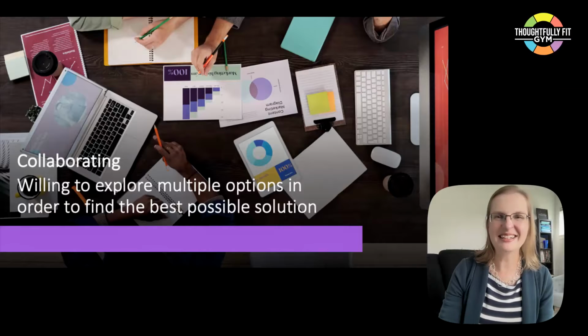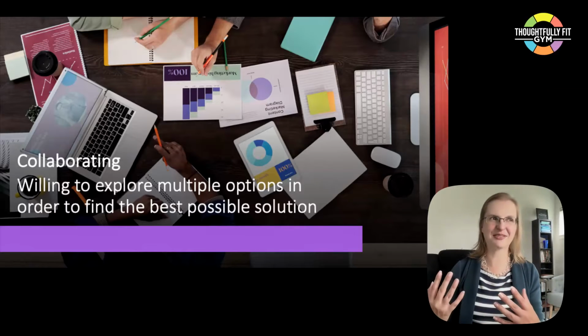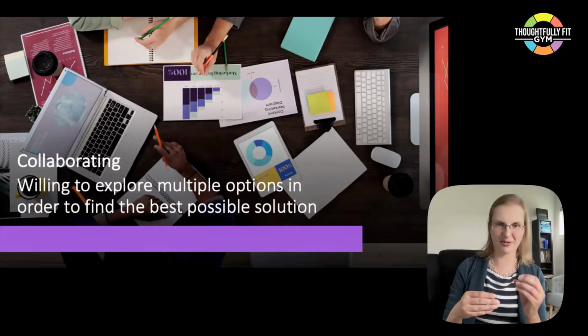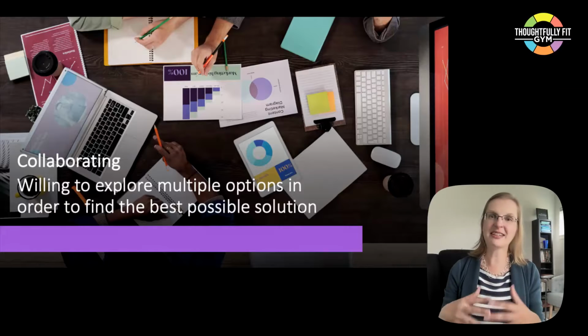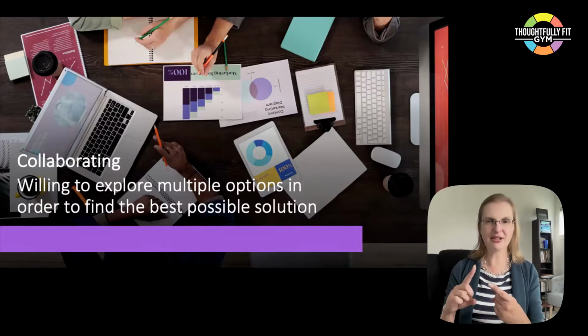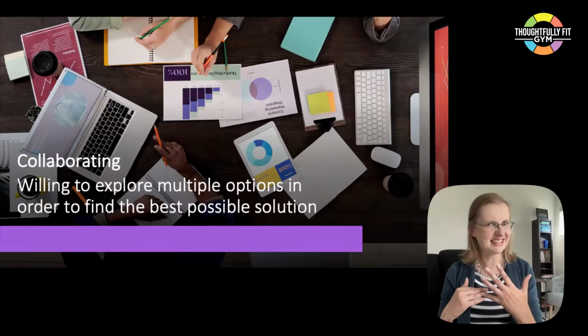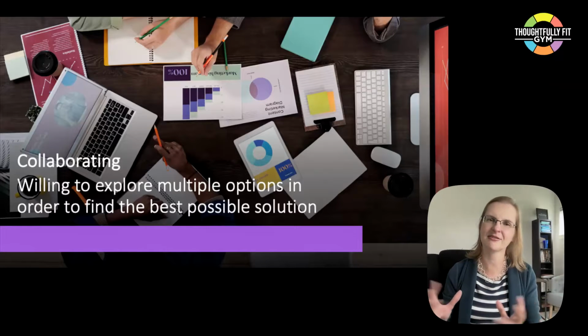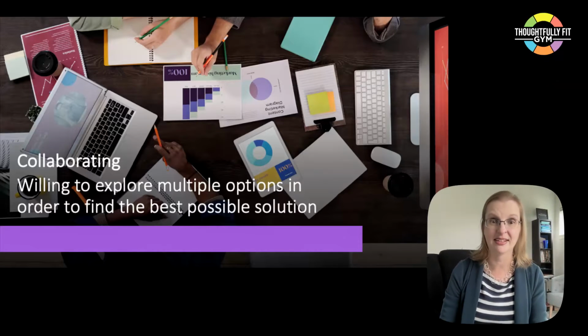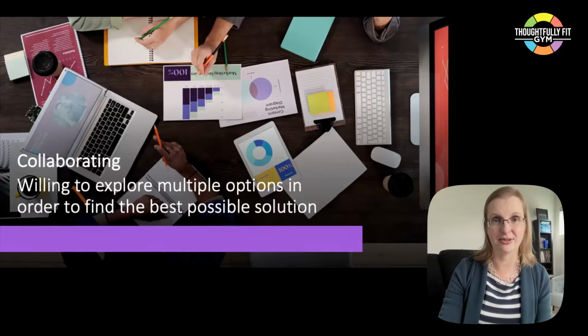The next one then is collaborating. So if competing looked at option A and option B, when you take the collaborating approach, you're not only looking at option A and B, but also C and D and E and F and all the different possibilities and options in order to find the best solution.